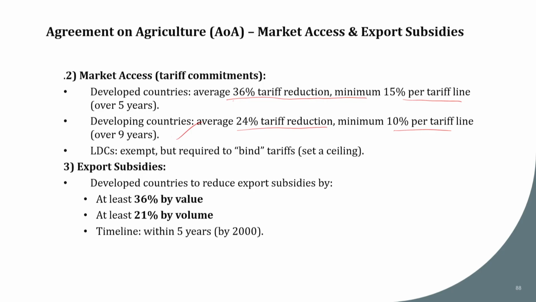And then moving to the third pillar, the export subsidies. Here again the commitments vary by the type of country, based on their income level. The developed countries were required to reduce the value of their export subsidies by 36%, and the volume of subsidized exports by 21%. That means national governments give export subsidies so that they can sell their products cheaply abroad, which would distort international trade.